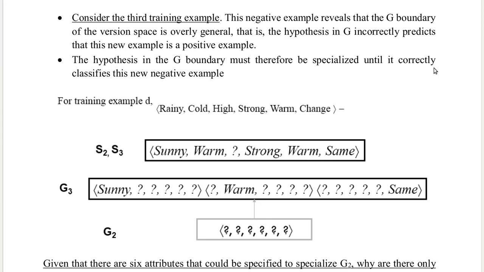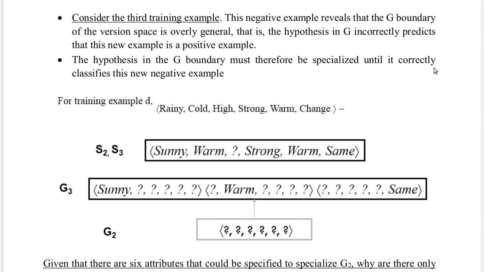Training example three is a negative training example, which means that the G boundary is overly general, and hence G incorrectly predicts this new example as a positive example, because our G2 is telling that if any value is there then it is a positive example. But if I look into the third training example, we cannot say all values will be a positive example. So hence I need to update the value of G.